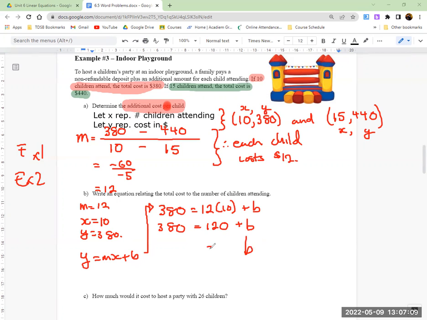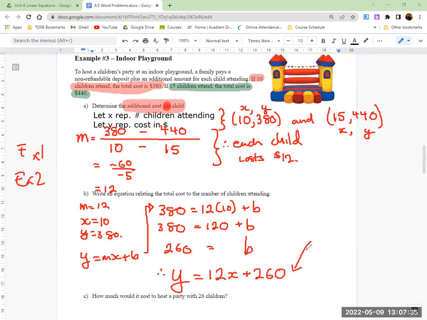So b is now... subtract 120 from both sides to get b all alone. And Andrew, notice that I am subtracting this time because what's separating these 2 is an addition. So subtract both sides, you get b as this. Therefore, my equation is 12x plus 260.